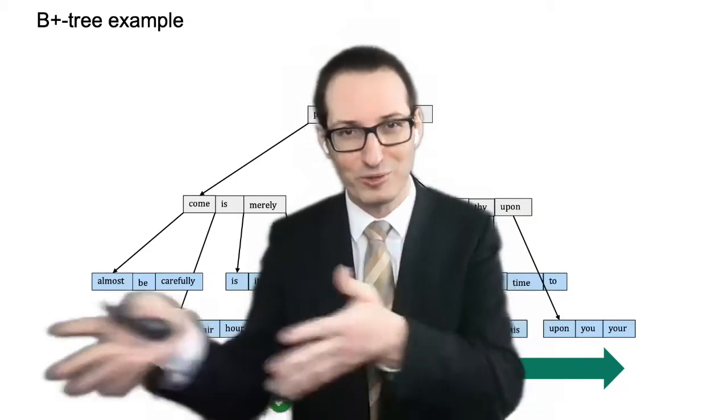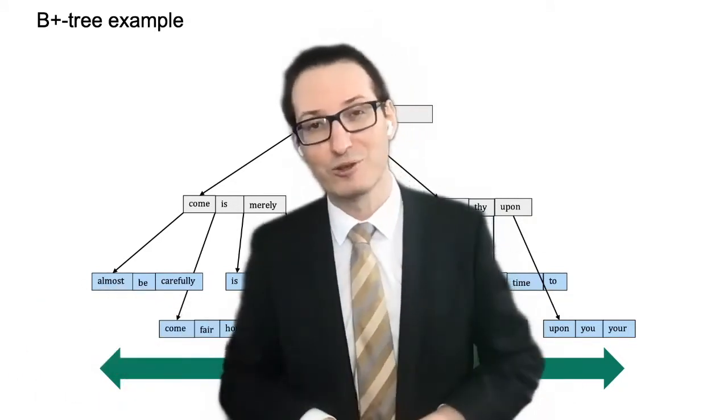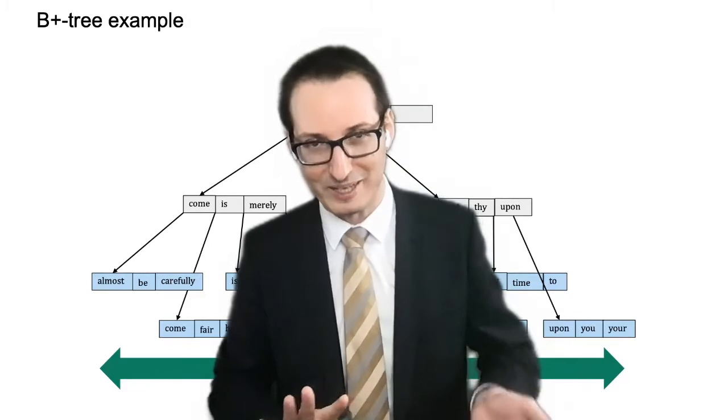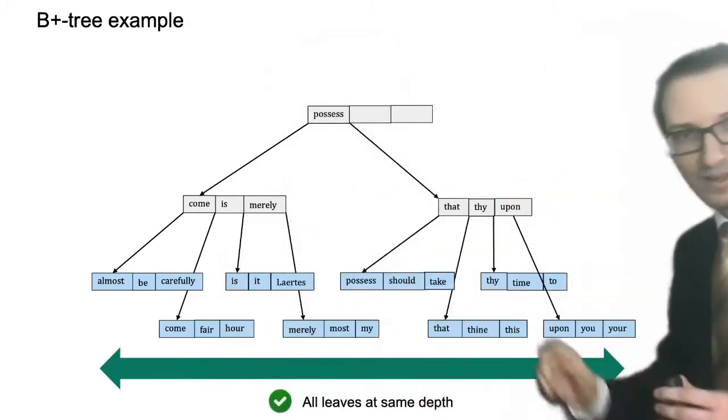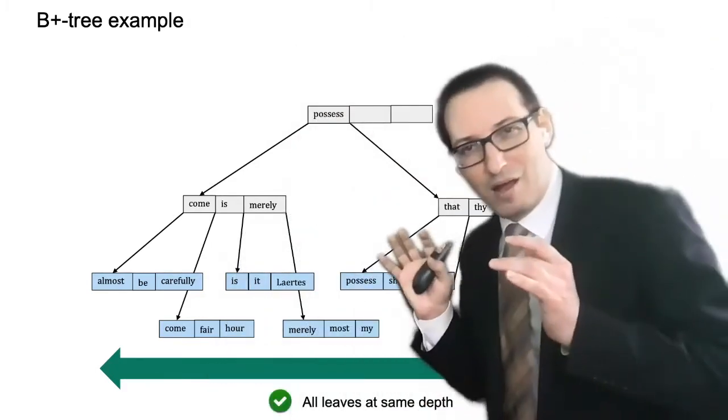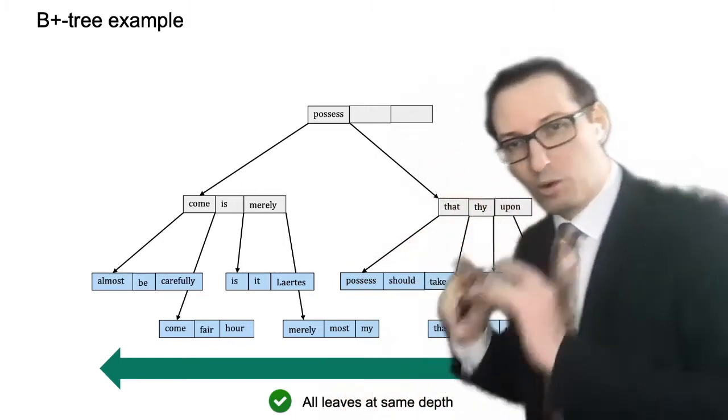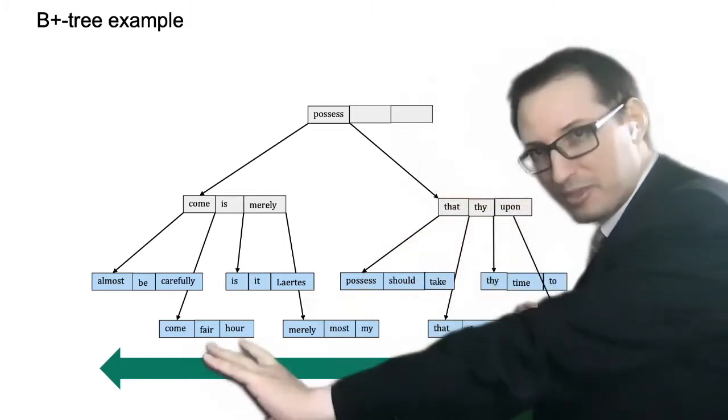But I have to warn you, if you try to look it up somewhere else, you might find that the conventions are going to vary a little bit, right? So just this warning. All right, so in a B plus tree, all leaves are at the same depth.